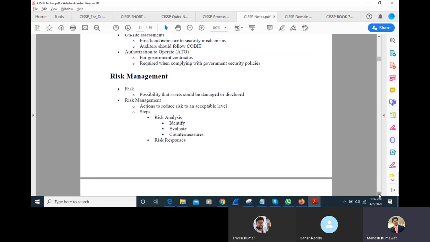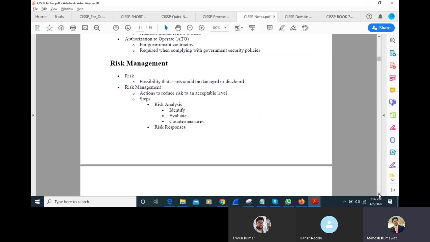Security governance is done, and then we have a new topic: risk management. So what do you understand by risk? What are the different risks in your company? Yes, please tell me. Any answers you would like to give me, that this is the risk in my company?